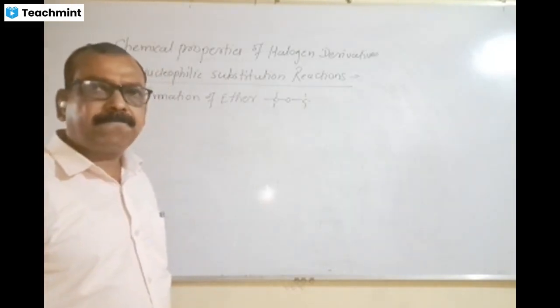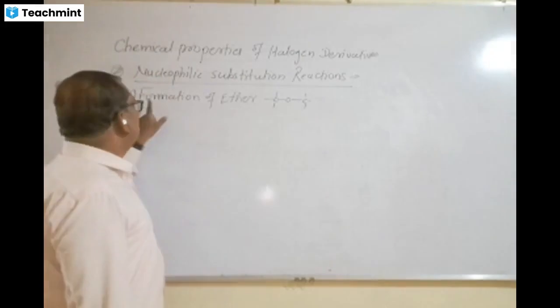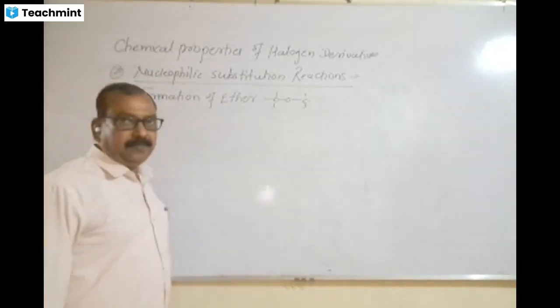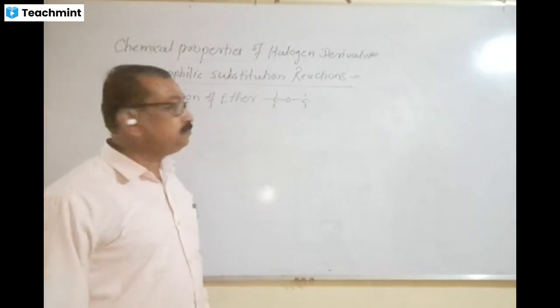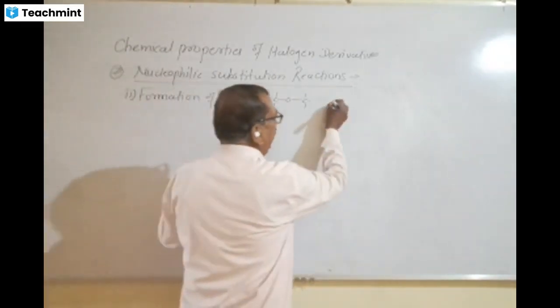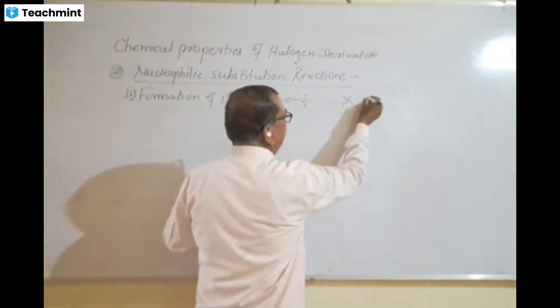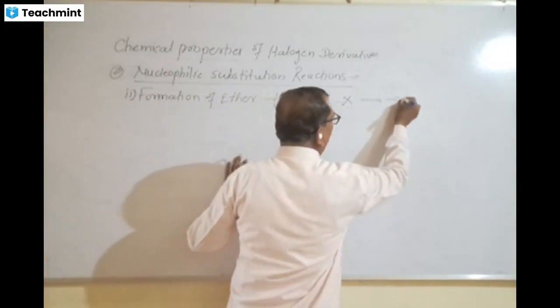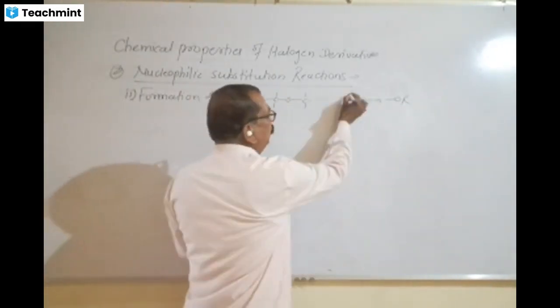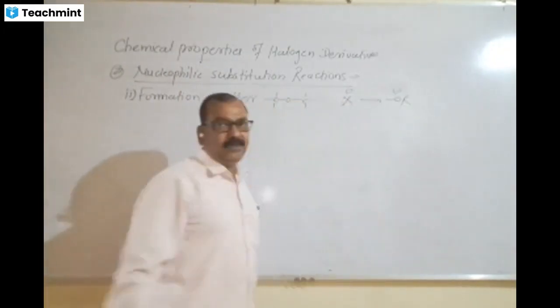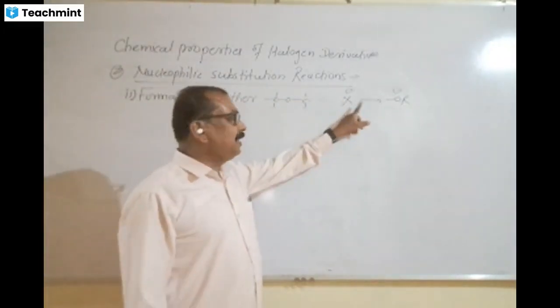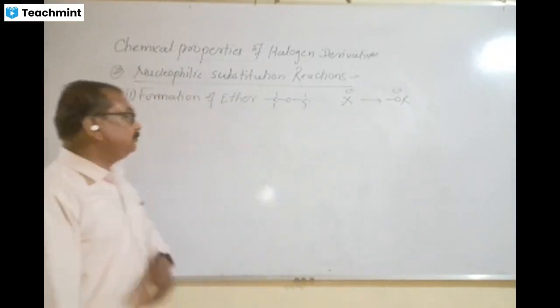It's coming now, sir, the voice is coming. Formation of ether. Ethers are organic compounds containing a carbon, oxygen, carbon linkage. In this reaction, the halo group is replaced by the OR group. The halo group is negatively charged, and the OR group is also negatively charged. One nucleophile is replaced by another nucleophile.